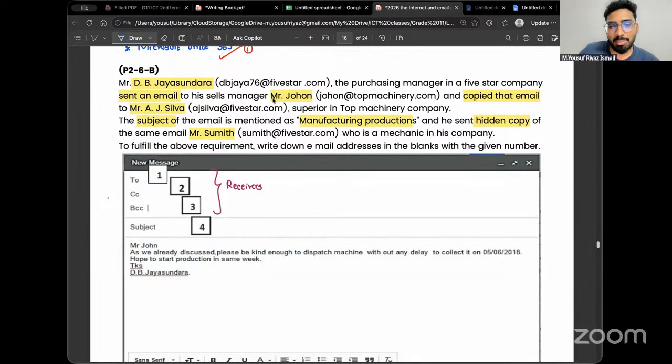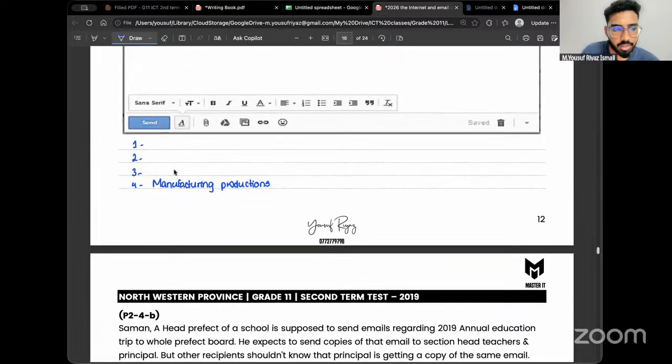Mr. DB Jayasundar, a purchasing manager, five-star company, sends an email. So DB Jayasundar is the sender. There is nothing we have to include here. And he has sent the email to his sales manager, Mr. Johan. So Mr. Johan's email is going to come on it too. So what is Johan at topmachinery.com? Johan at topmachinery.com.